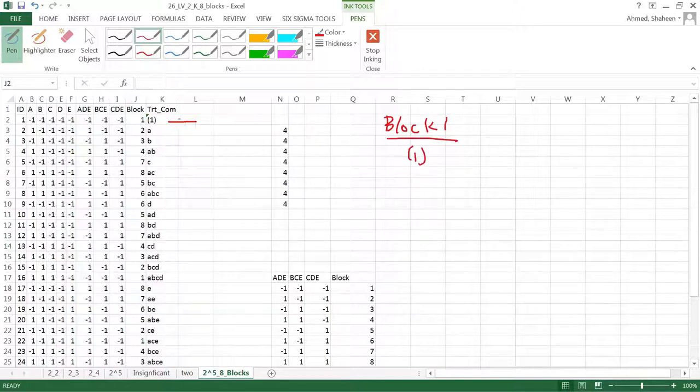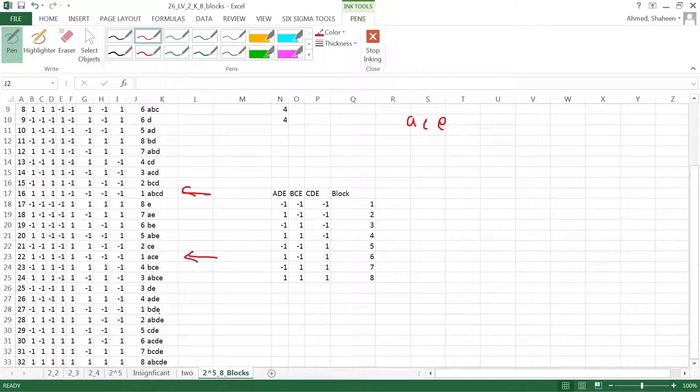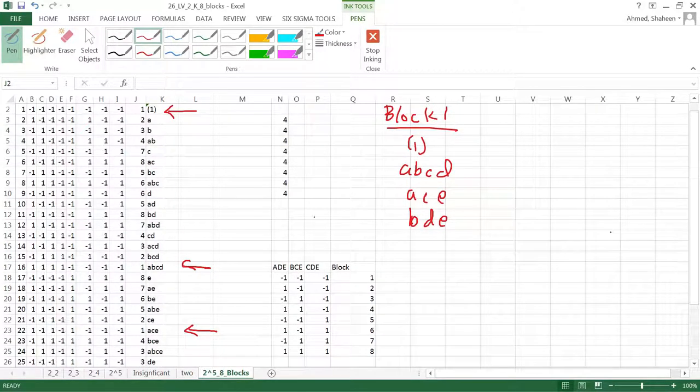And then here I got one block, 1, and then keep going, this one. A, B, C, D, and then this one goes in block 1. A, C, E, and then one more. Let's go one more. So that is this one. B, D, E. That's B, D, E. So this goes in block 1, and then similarly you can find what to run in block 2, block 3, and so on.